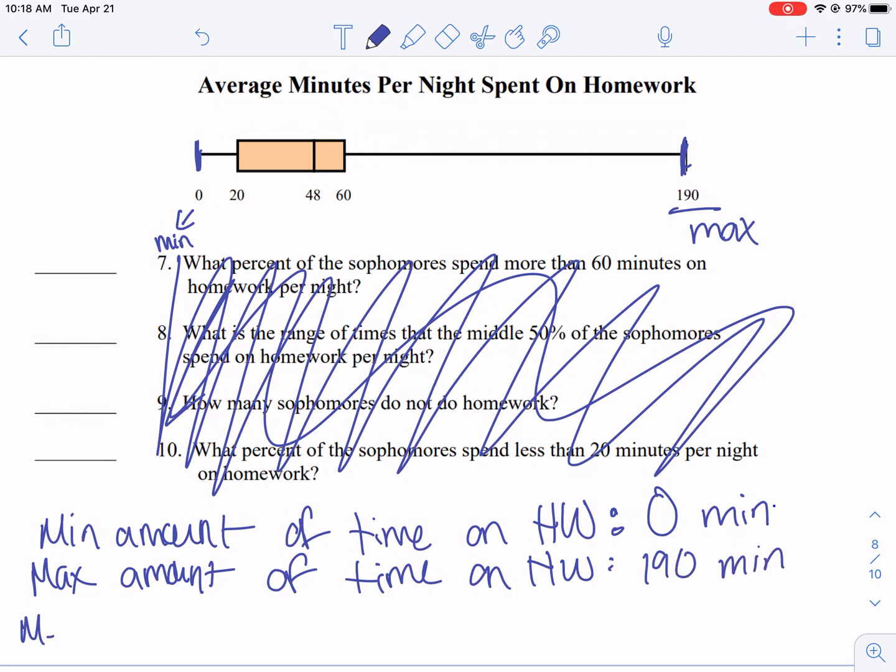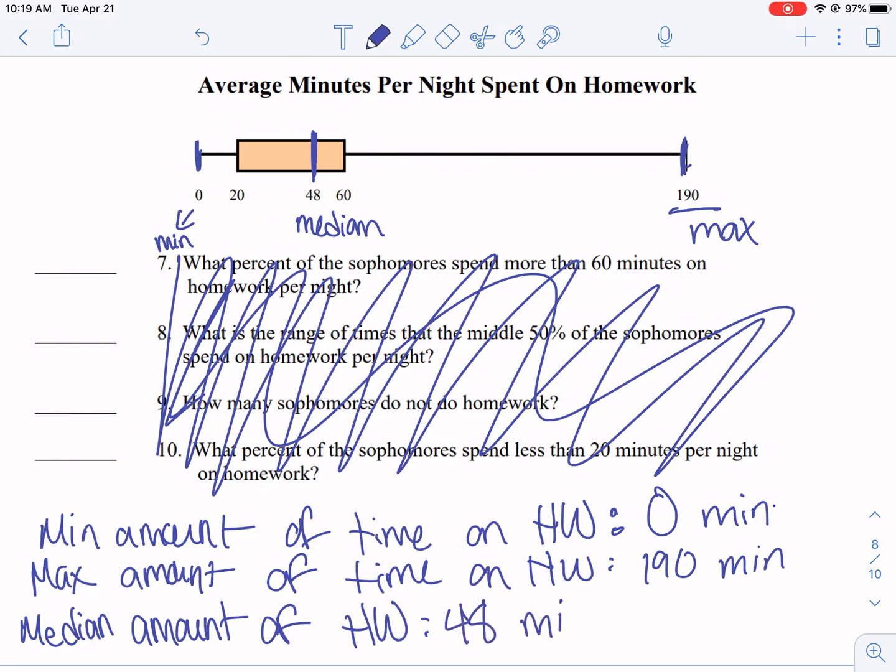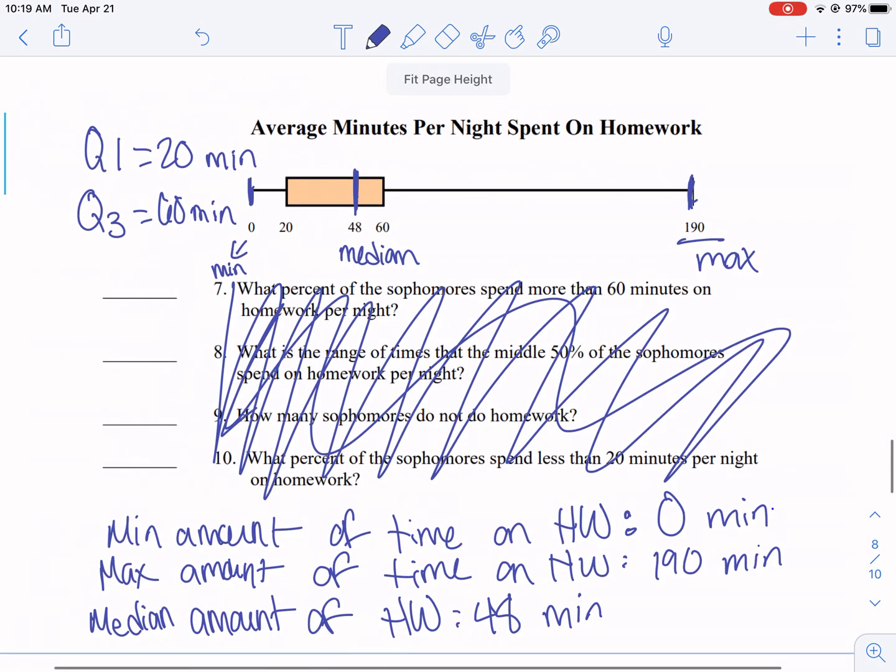And then we can ask, what's the median amount of homework? And that would be 60, or not 60. The median is this middle line here, right? So this is the median. And that would be, I keep wanting to write 60. That would be 48 minutes. So then quartile 1 is 20 minutes. And quartile 3 is 60 minutes. All right, so that is how we can read a box and whisker plot.